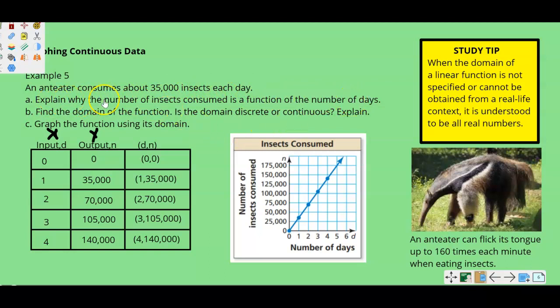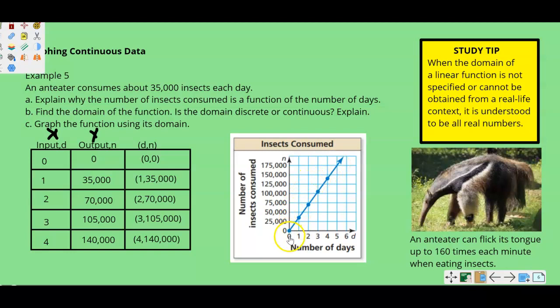It just says explain if the number of insects consumed is a function of the number of days. And the answer would be yes, it is. And because it changes at a constant rate, then it is also a linear function. But it is continuous because if you wanted to calculate how many insects an anteater would eat over the course of 1 year, which is 365 days, then you could figure that out.